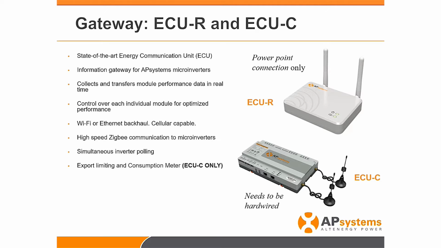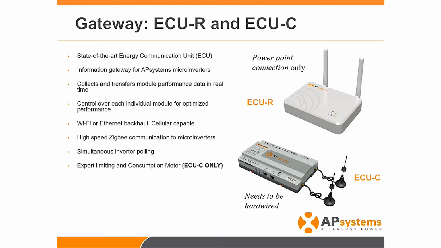Simultaneous inverter polling. And for export limiting and consumption metering, there's only one option, which is the ECU-C. ECU-C sits in your switchboard and needs to be hardwired, while ECU-R can just sit outside like your normal Wi-Fi router modem, and it has power point connection only. So that's the basic difference between the ECU-C and ECU-R.